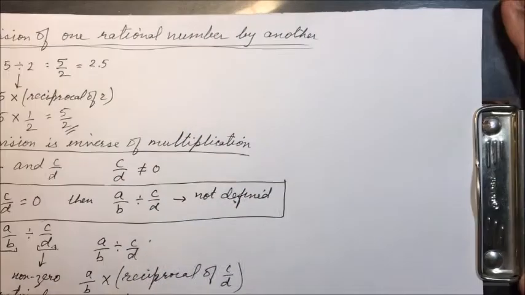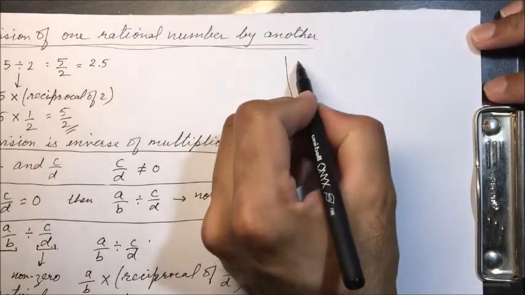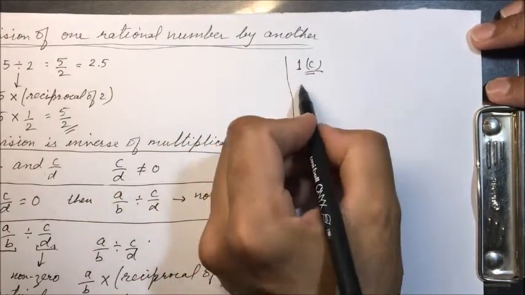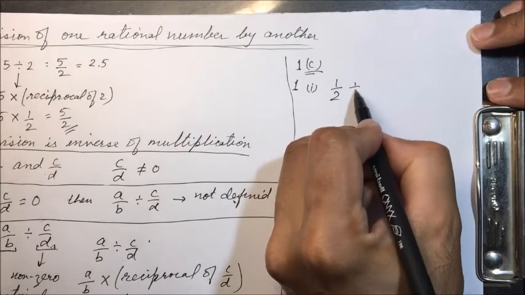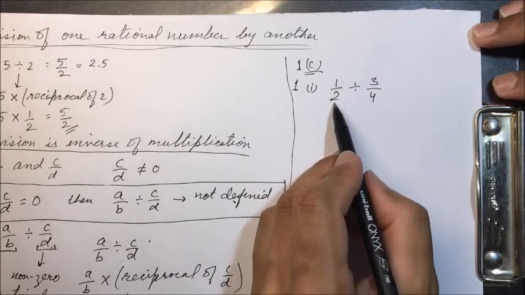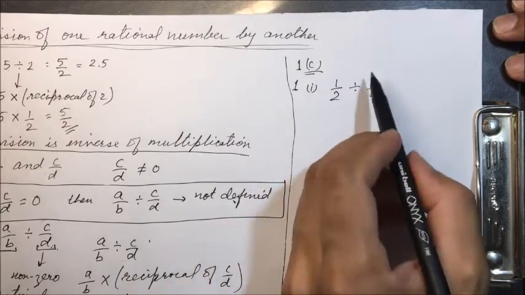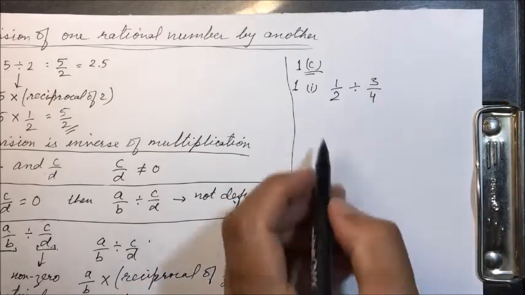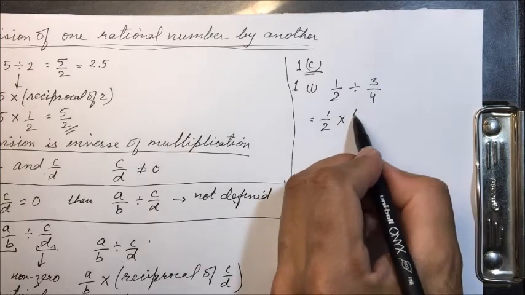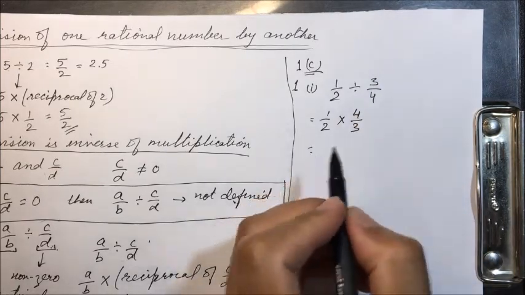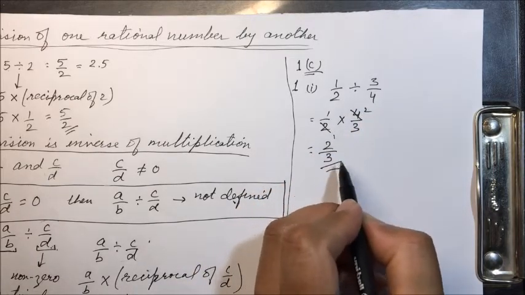Now I take a few examples, from exercise 4C. I am taking the first part: 1 by 2 divided by 3 by 4. We have to find the result of this. This is a rational number, and this is a non-zero rational number. So next step we can write 1 by 2 into the reciprocal, 4 by 3. Now we can cancel: 2 1s are 2, 2. So the result is 2 by 3, and this is also a rational number.